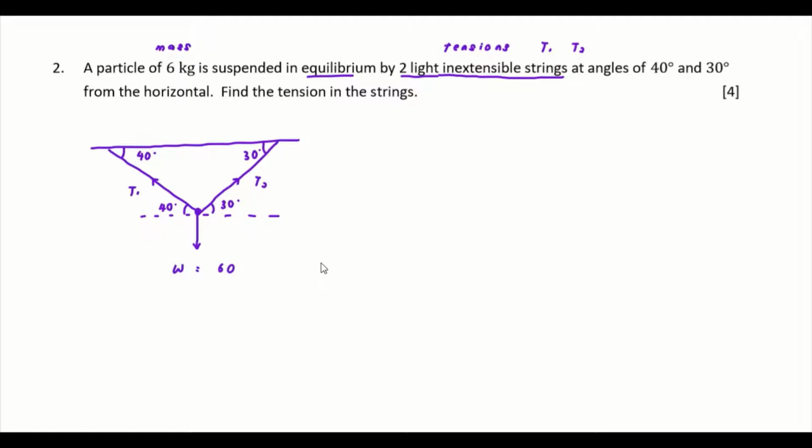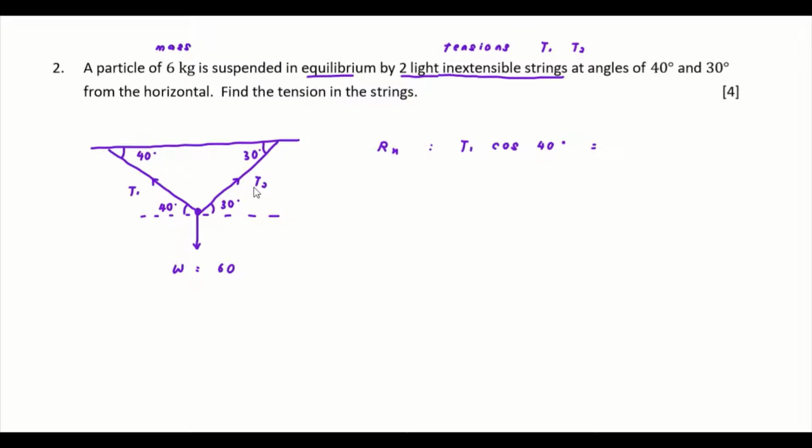Okay, so now let's try to resolve in the horizontal component first, because for that one we only have T1, T2, there's no weight involved. So when we try to resolve in the x direction, then on the left hand side, we have T1 cos 40. So you should be very familiar with your resolving by now.